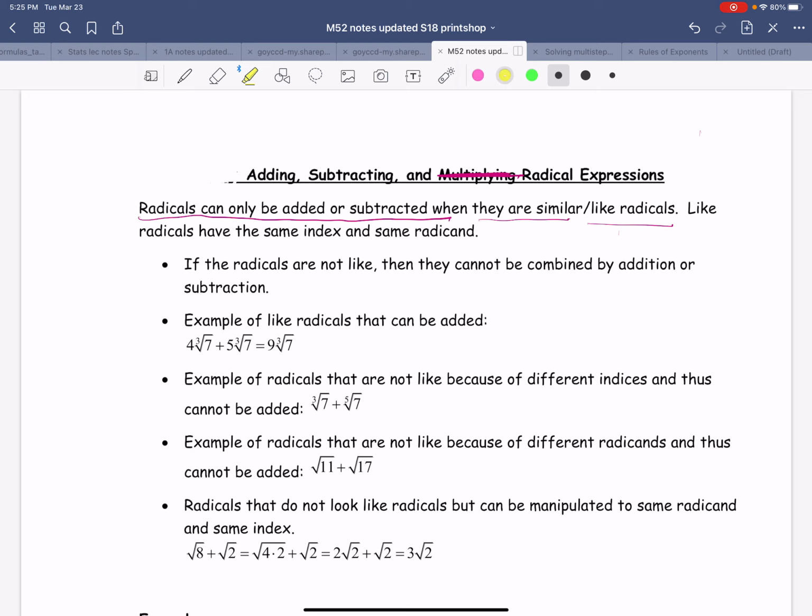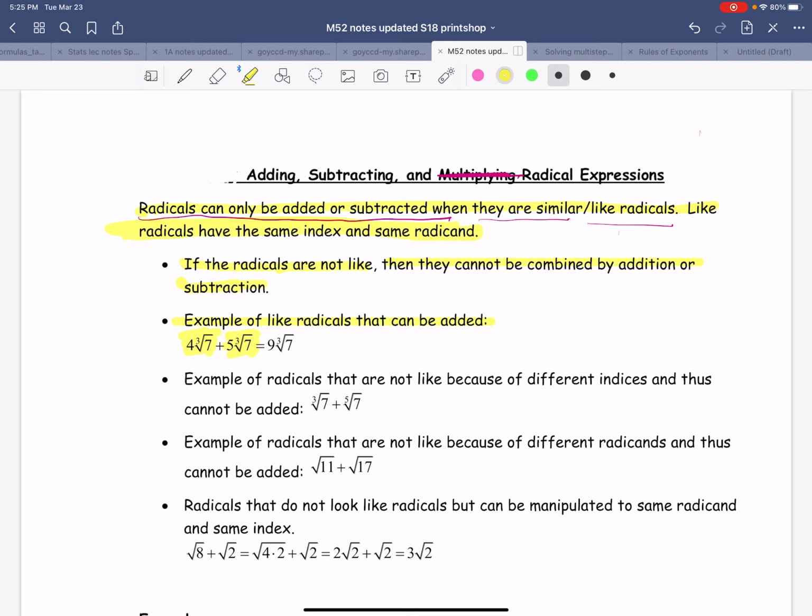What are like radicals? Like radicals are radicals that have exactly the same index and the same radicand. That means the number in the pocket is the same and the number inside the root is the same. If radicals are not like, then they cannot be combined by addition or subtraction. An example of like radicals: 4 cube root of 7 and 5 cube root of 7. Both are like radicals and we are adding them.